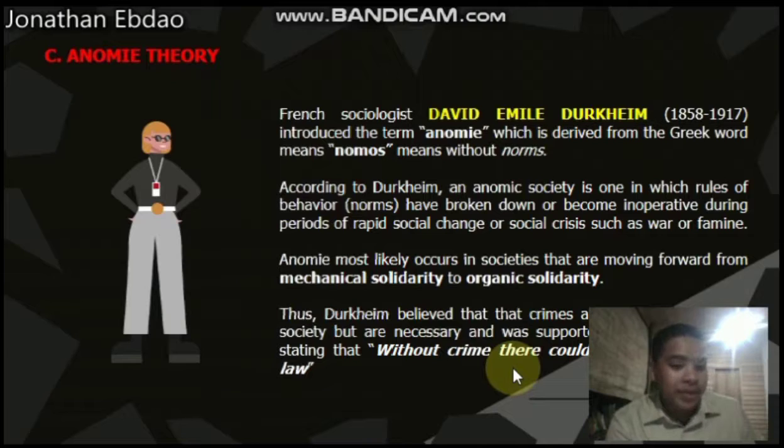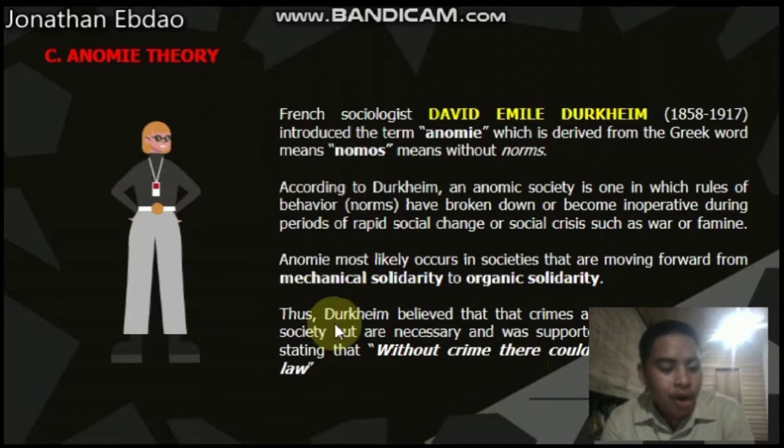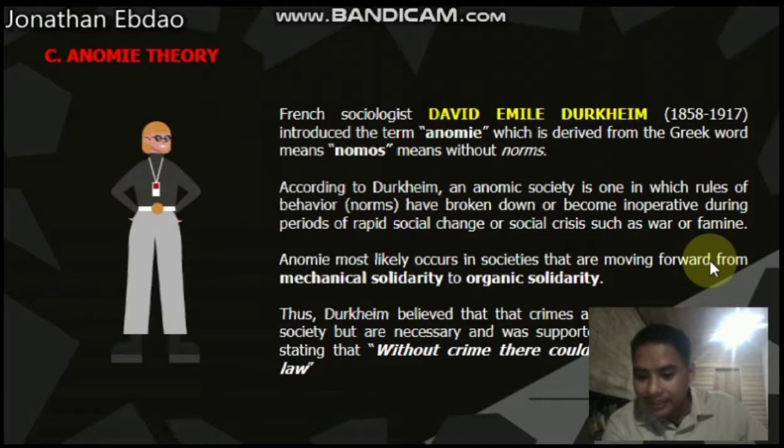The next one is the anomie theory. French sociologist Emile Durkheim introduced the term anomie, which is derived from the Greek word nomos, meaning without norms. According to Durkheim, anomie is a condition in which rules of behavioral norms have broken down or become inoperative during periods of rapid social change or social crisis such as war or famine. Anomie mostly occurs in societies that are moving forward from mechanical solidarity to organic solidarity.